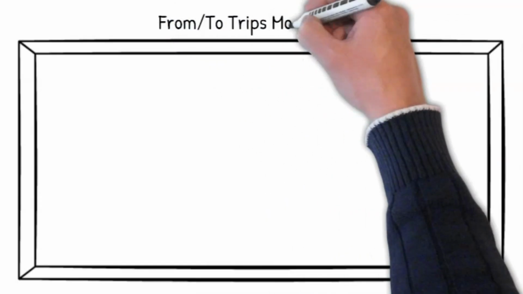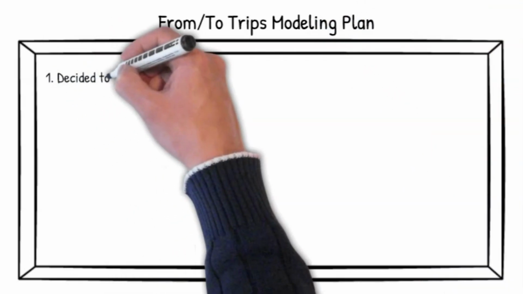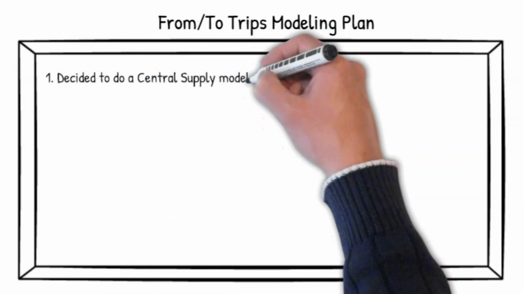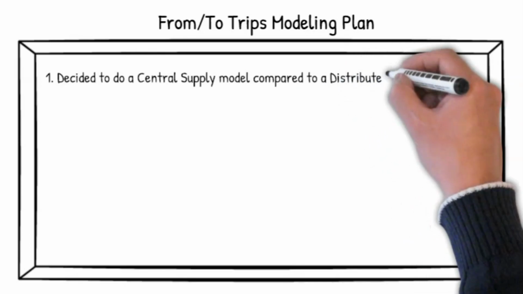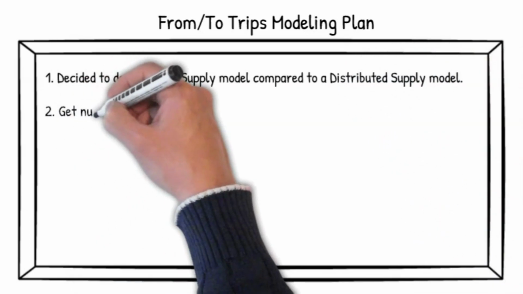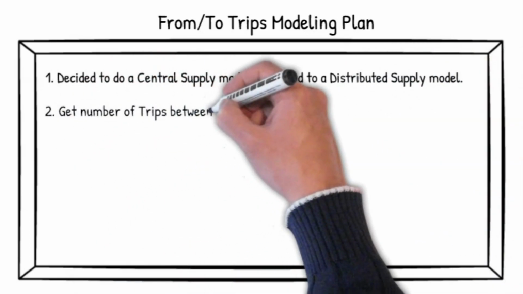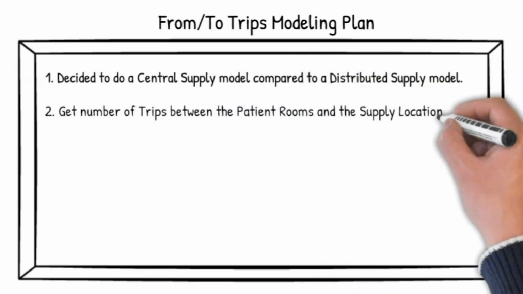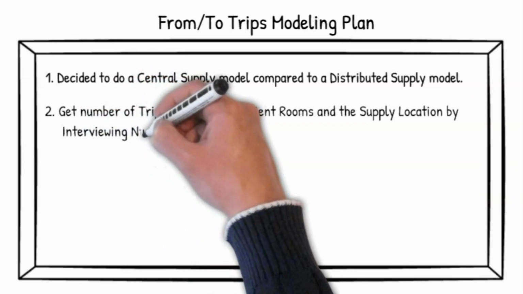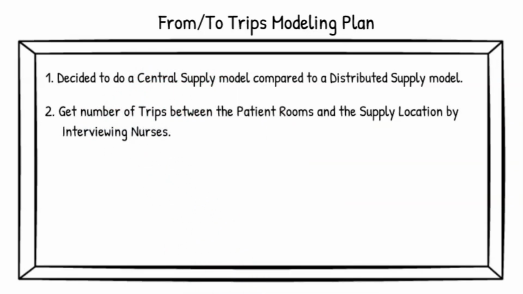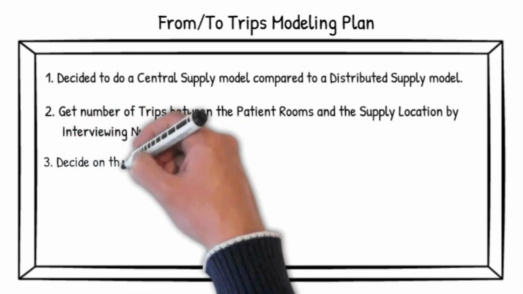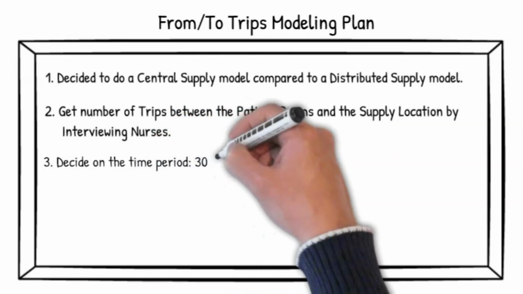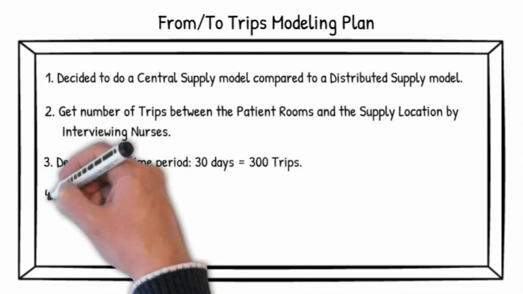Next, we need to prepare to build the model. We decided to build two versions of the layout, a central supply version and a distributed supply version. To begin, we needed to know how many trips nurses make between a patient room and the supply room and back again. In a conference call with the nurses, we were able to get agreement that the average number of trips from a patient room to a supply room and back again was approximately 10 per 24-hour period. We decided to model a 30-day period, so we used 300 trips in a 30-day period.